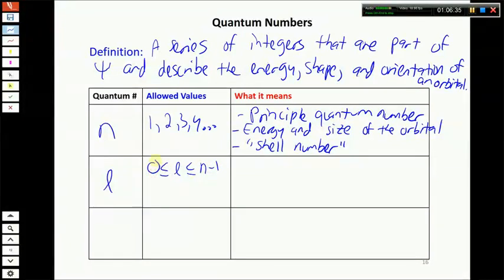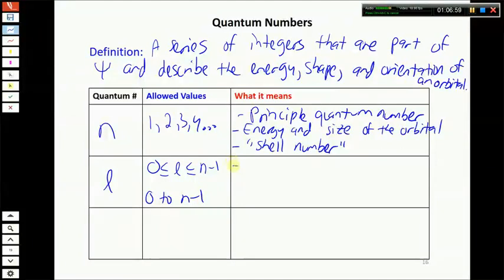So L starts at 0, and then whichever value of n you have for that orbital, the biggest value of L that's possible is going to be n minus 1. All integer values are allowed, though. So it goes from 0 to n minus 1. It's still an integer value. So for a given value of n, you have 0 all the way up to n minus 1, and every integer value in between would be an allowed value of L.